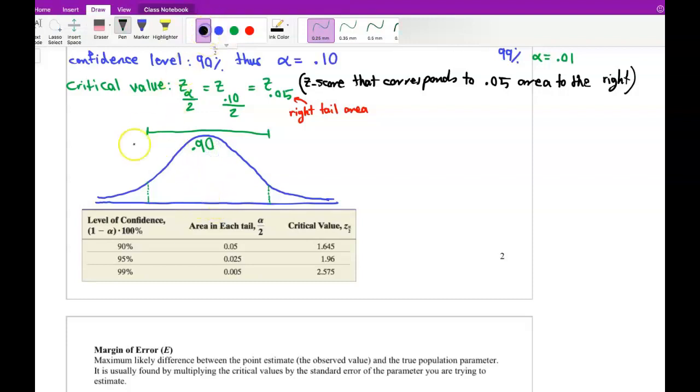What that means, on this side we have 5%, and here is 5%. So adding these two, I have 10%, which is equal to alpha. Now for this part, I said that the z-score is right to the tail area, so right of this part. So I need to find what the answer is for this part.